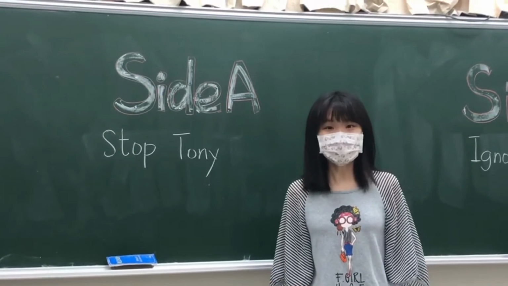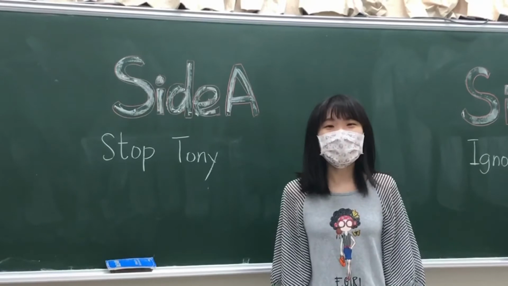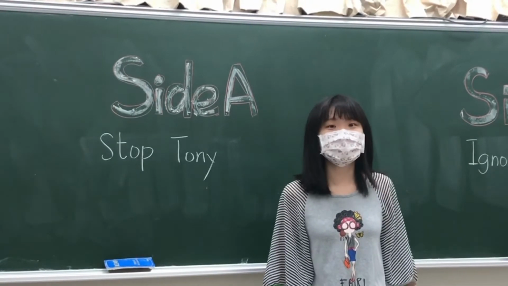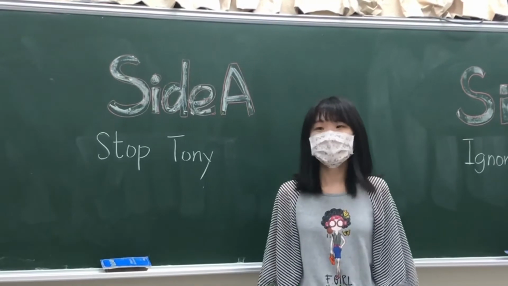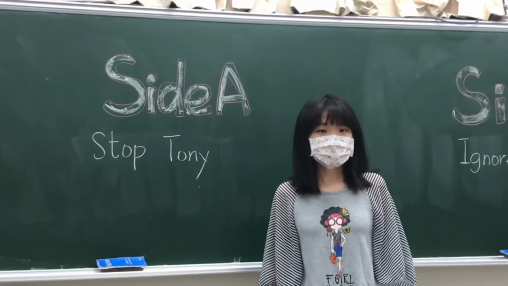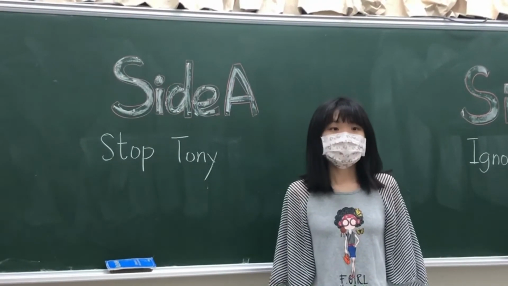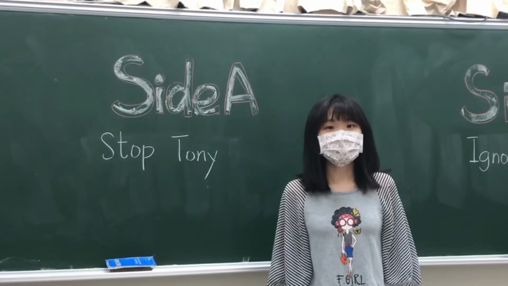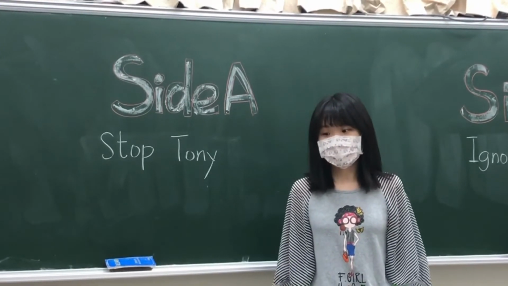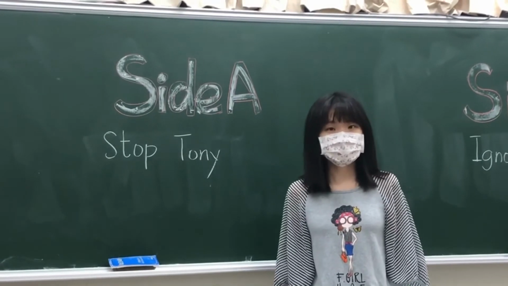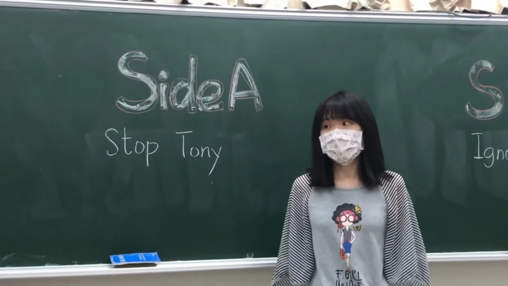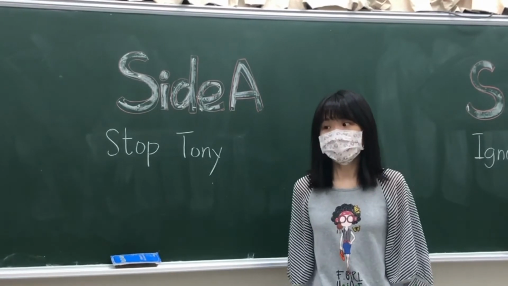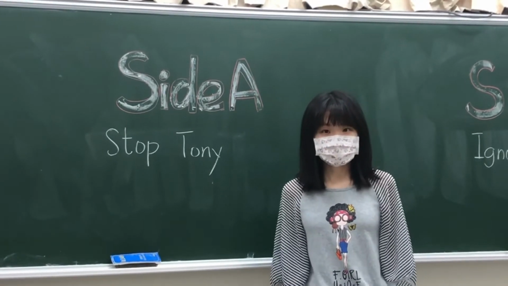If Tony ignores me, I would ask his classmates to look at him until he puts down his cell phone. And why do I do this? The first reason is that playing with a cell phone in class is inappropriate. And as a teacher, it's my responsibility to teach my students to behave well. So I have to tell them what is right and what is wrong.